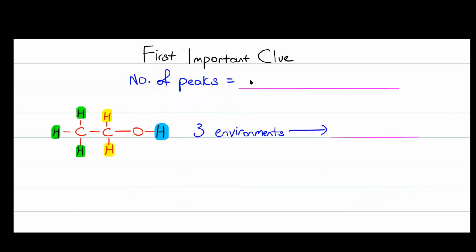The first clue in proton NMR is the number of peaks. In general, the number of peaks tells us how many different proton environments exist in the molecule. So the number of peaks equals the number of proton environments. Consider ethanol again: 3 environments equals 3 peaks.